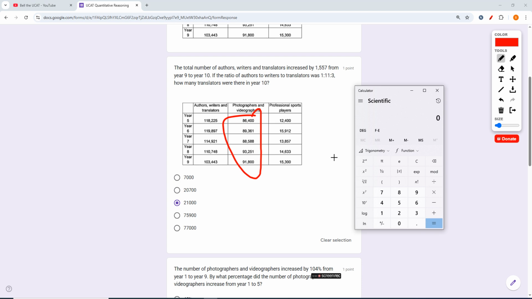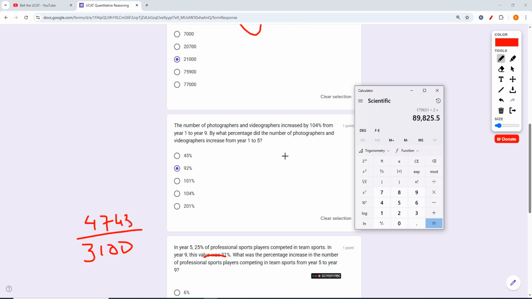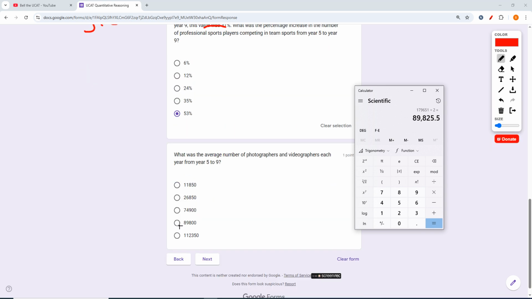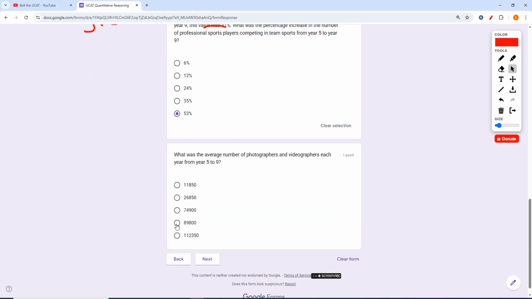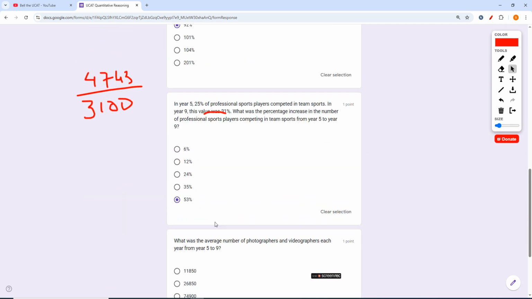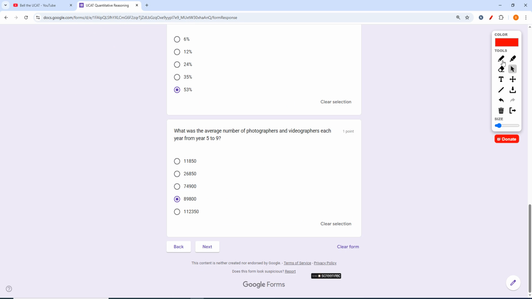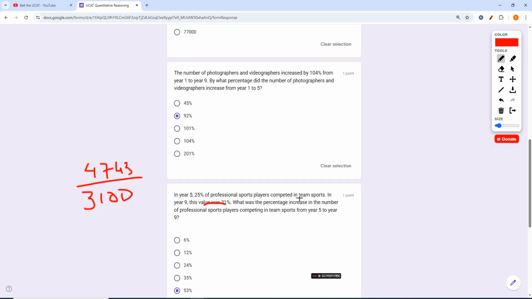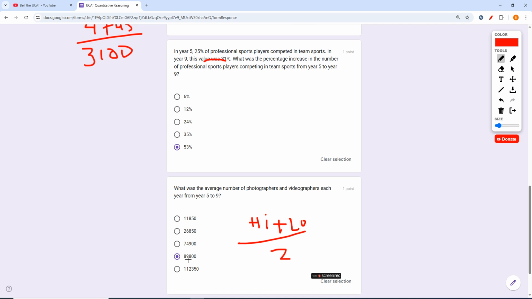So in this case, we find the smallest number plus the highest number: 86,400 plus 93,251, divided by 2. Got it. 89,800. That's my answer. So what did we do to find the average? The trick for this one was the highest value from the list given to us plus the lowest value, divided by 2. That gives you a good idea of the answer. It would not give an exact answer, but it gets you very near. So our answer is 89,800.